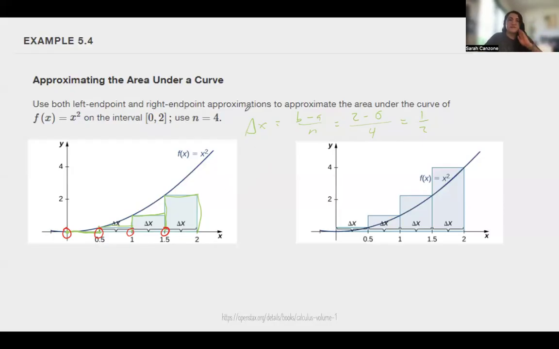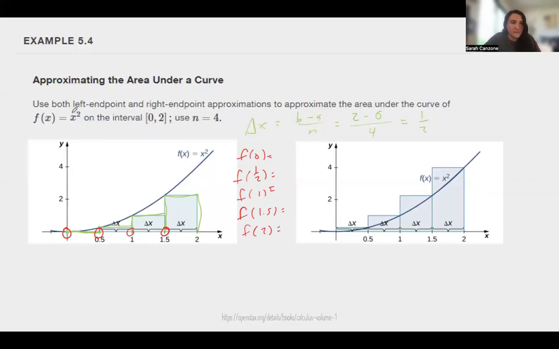So what I'm going to do is, typically you will be asked for left and right endpoints. You'll be using the same function, the same interval, and the same number of rectangles. So I'm going to write down all of the values right off the bat. So I'm going to say f at 0 equals, f at 1/2 equals, f at 1 equals, f at 1.5 equals, and f at 2 equals. Because from there, it makes it a lot easier to do our computation.